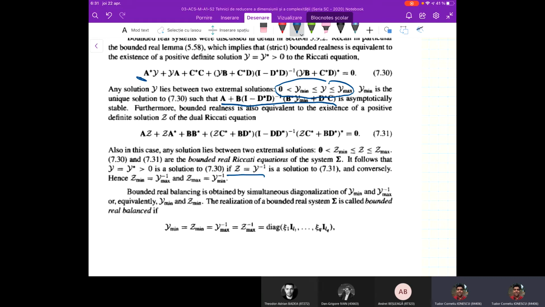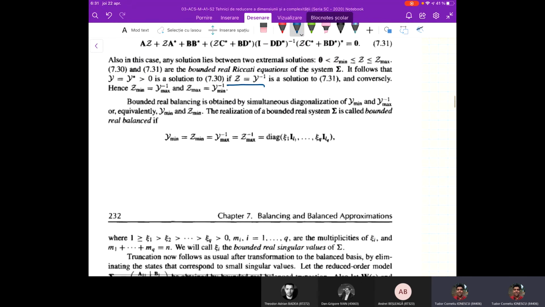So what does actually balancing mean? Essentially you balance the minimal and the maximal gradients specific to equations 7.30 and 7.31. And this is what you do here, and you get a bunch of singular values. You cannot call them Hankel singular values any longer.